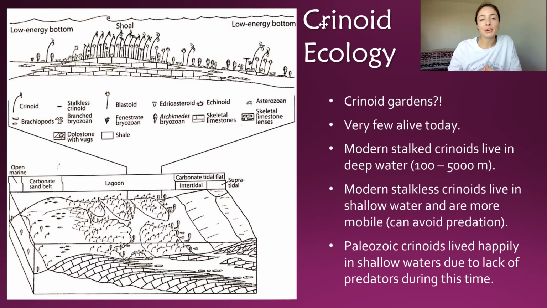Now to go over a little bit about crinoid ecology before we move to echinoids. Crinoids are pretty sparse today, but used to be super abundant in the ancient ocean. Modern stalked crinoids live in typically deep water, around 100 to 5,000 meters in depth, and modern stalkless crinoids live in a little bit shallower water and are more mobile because they can swim a little bit, and for that reason they can avoid predation, which is why they're able to live in shallower waters and not be eaten up, or at least not as often as the stalked crinoids would.